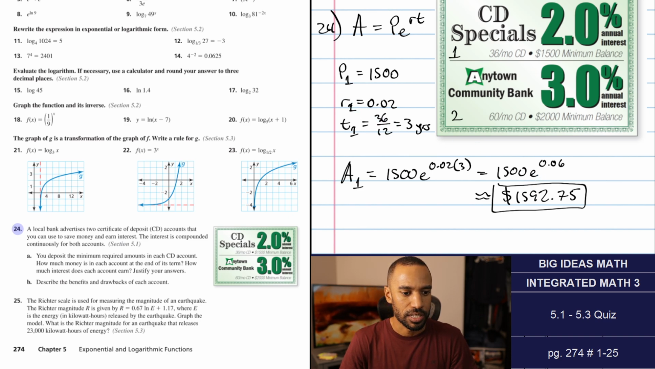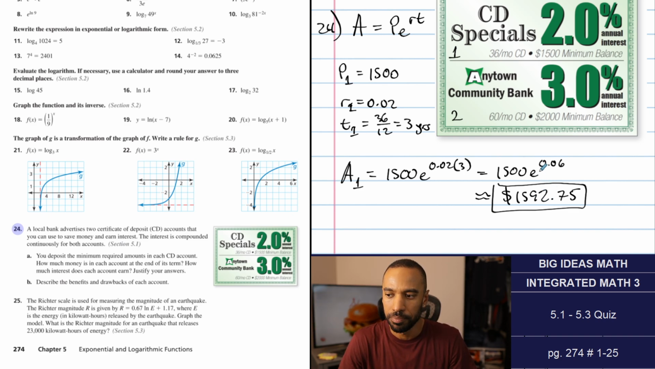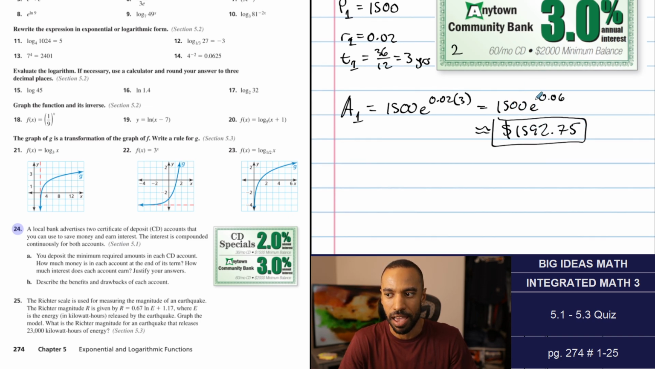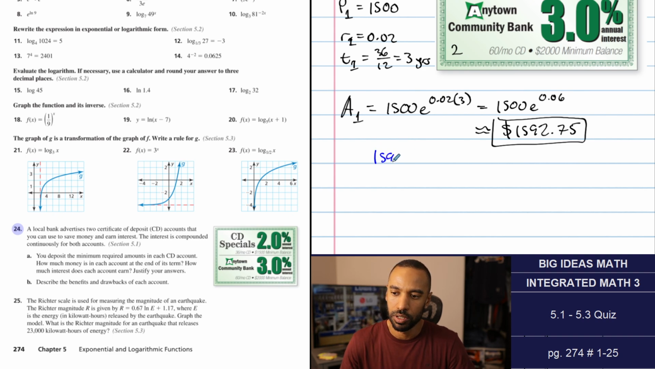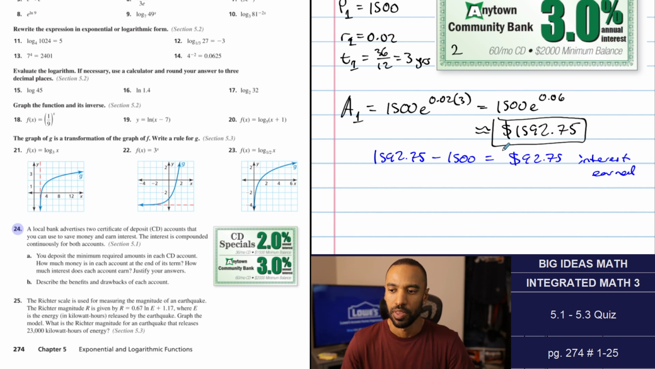How much interest does each account earn? I wonder if they're saying the overall, because the original is 1,500, the difference is $92.75. So when it says how much interest, I believe the interest would then be $92.75. I don't know if they're being specific about find the difference between your numbers. I'll just go ahead and say that. So 1,592.75 minus 1,500 is $92.75 interest earned. Okay, that's for the first one.